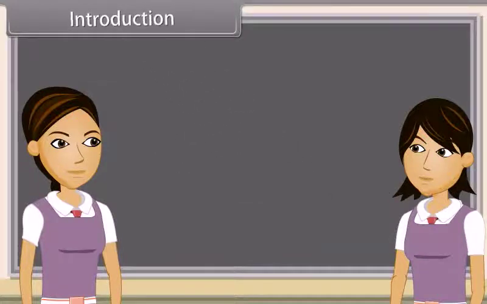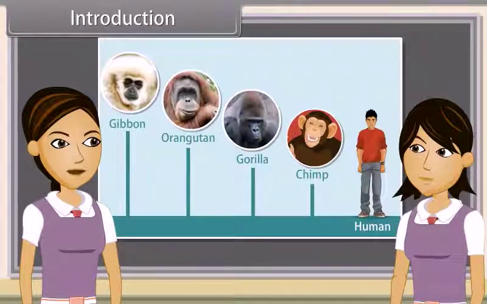Introduction. Hey Sunita, look at this chart. What can you observe from this chart? It depicts that human, chimpanzee, gorilla and other two animals possess some similarities and differences. Yes. What is the basis of these similarities and differences? They have a similar body structure. Not exactly, but the basis for similarities and differences is evolution of these animals from common life forms.